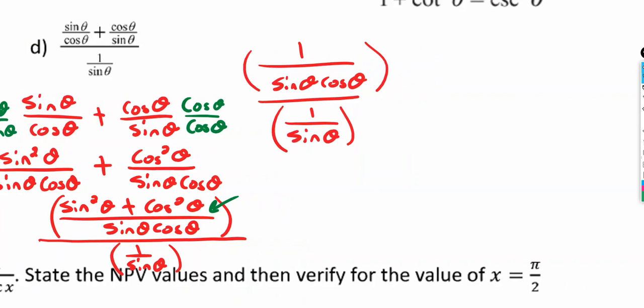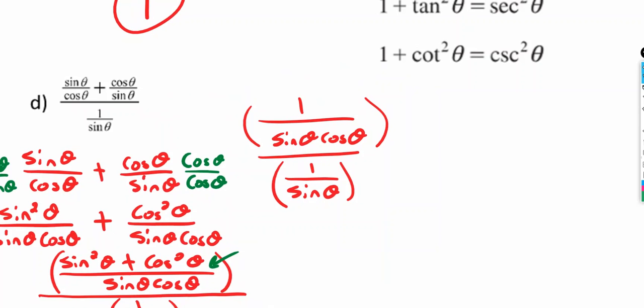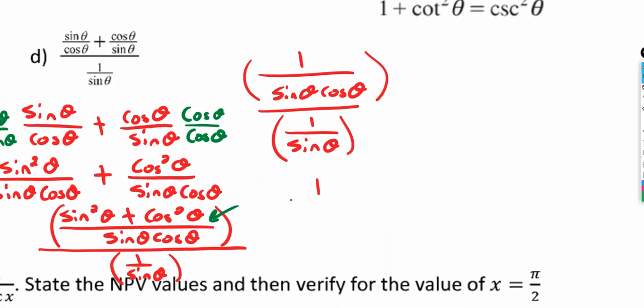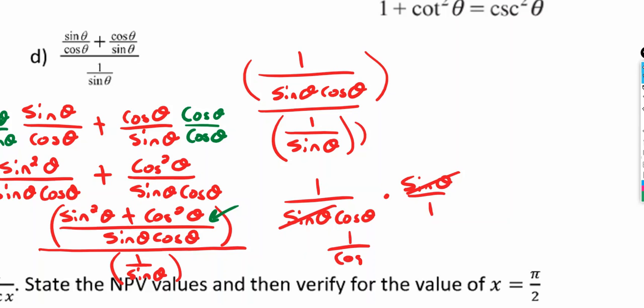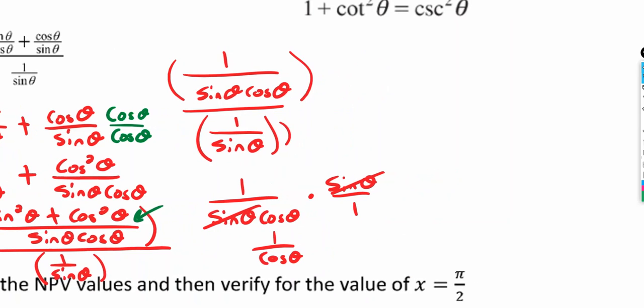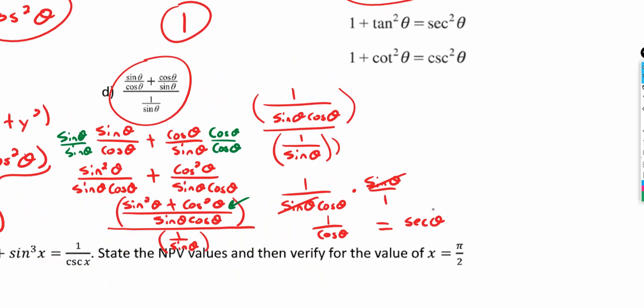Okay, let's multiply by the reciprocal. I'll flip that upside down. That's the same thing as 1 over sine theta cos theta times sine theta over 1. Just flipping that guy. So look at that, the sine thetas cancel. So this is all the same as 1 over cos theta. And 1 over cos theta is just secant theta. And there we go. We went from that big mess down to just secant theta. All right.